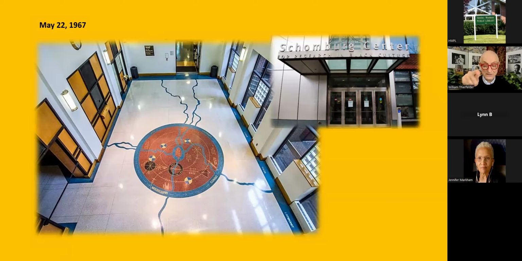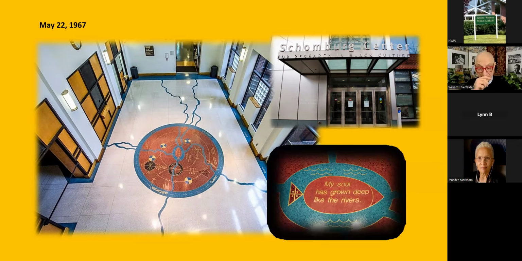You can see that foyer on your screen. I put a photo of that. And this area marks the entrance to the auditorium that's named after him, the Langston Hughes Auditorium. The floor design, right in the middle there, is entitled Rivers. And the title, of course, is taken from his first great poem, The Negro Speaks of Rivers. And I've just put that up on the lower right of your screen. Within the center of the design is a line from that poem, My soul has grown deep like the rivers.